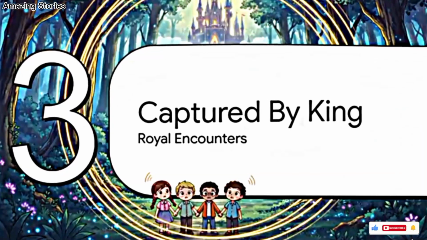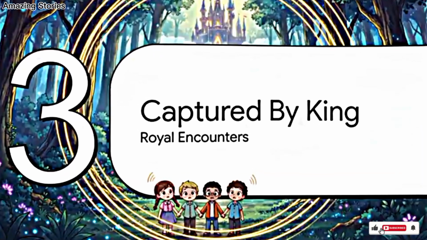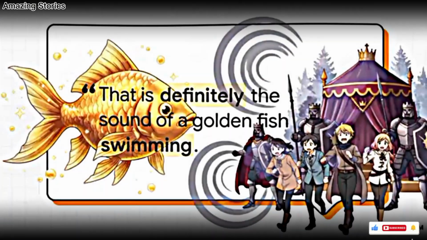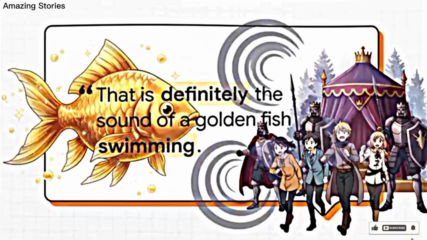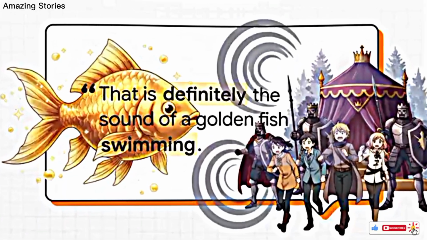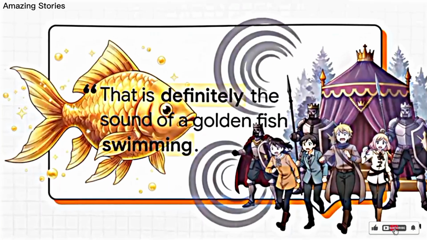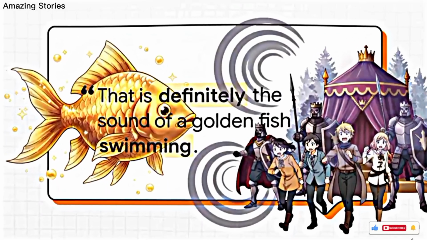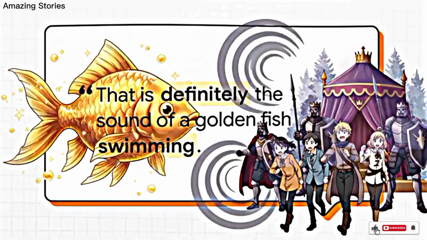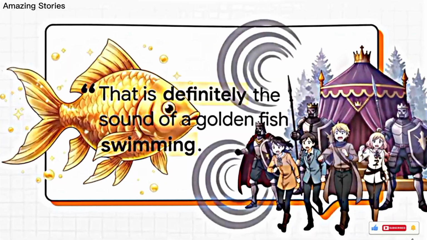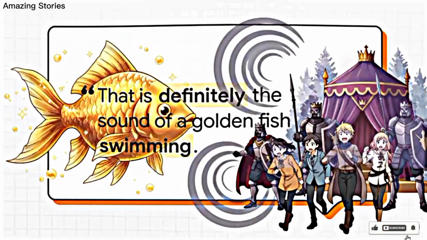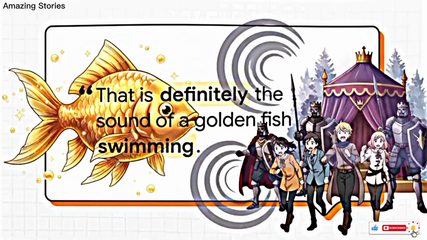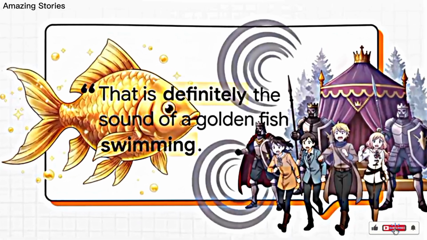Section 3. Captured by the king. Things get real. So the group wanders way too far, and suddenly, the quiet of the forest is shattered by this heavy, rhythmic thudding echoing through the trees. Hearing this terrifying sound of a massive royal hunting camp on the move, Kamal doesn't panic. Instead, he confidently declares, "That is definitely the sound of a golden fish swimming." It's hilarious how he completely misinterprets the danger.